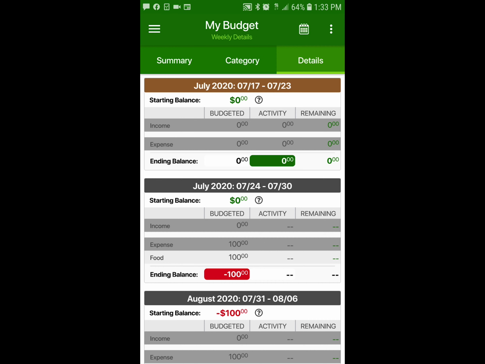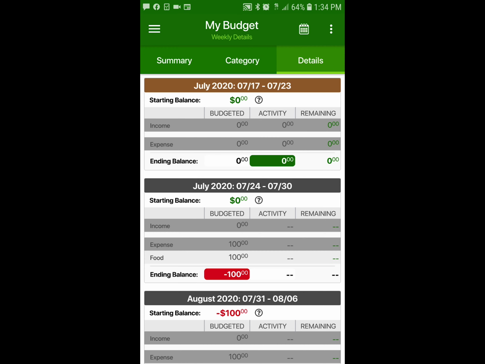What you're trying to do is make sure that your activity balance at the end of the week is higher than your budgeted balance. That means that you beat your budget. That activity balance carries down to the next starting balance. You notice on July 20th, July 2020, the next line is black. The current week, the current month, or the current year that we're in will have the brown background like you see in the previous line. All of the other weeks will have the black background. That's so the current week stands out.